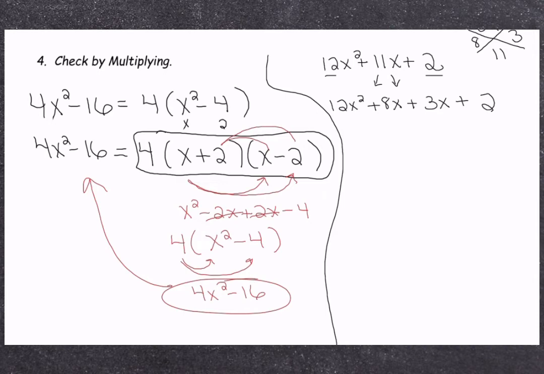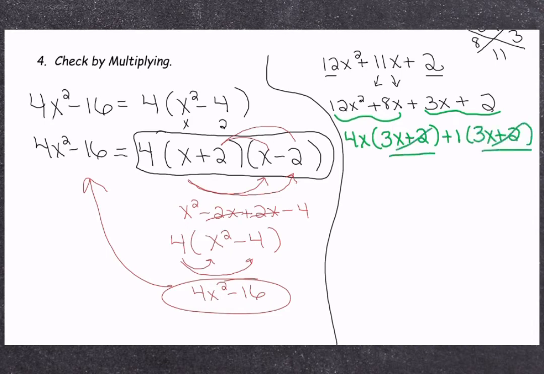And now let's do our factor by grouping. Here I would take out a 4x, and I'm left with 3x plus 2. And then for the last 2, I can take out a 1, and I'm left with 3x plus 2 again, which is always a good thing because if they are the same, that means you're going in the right direction. And then you have 4x plus 1. So this was the answer that I got.